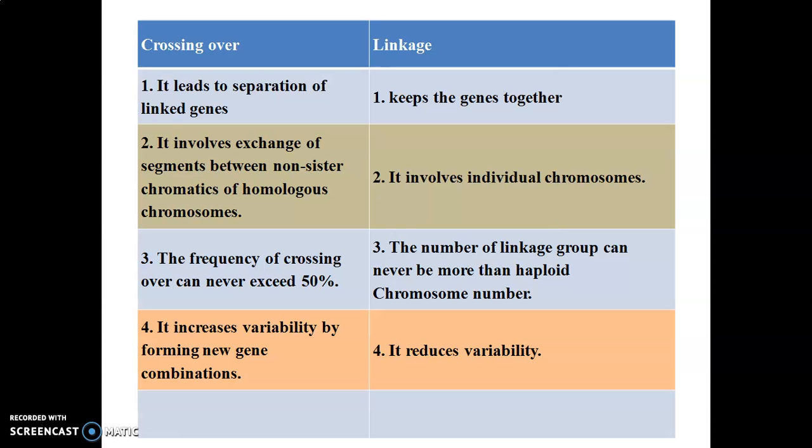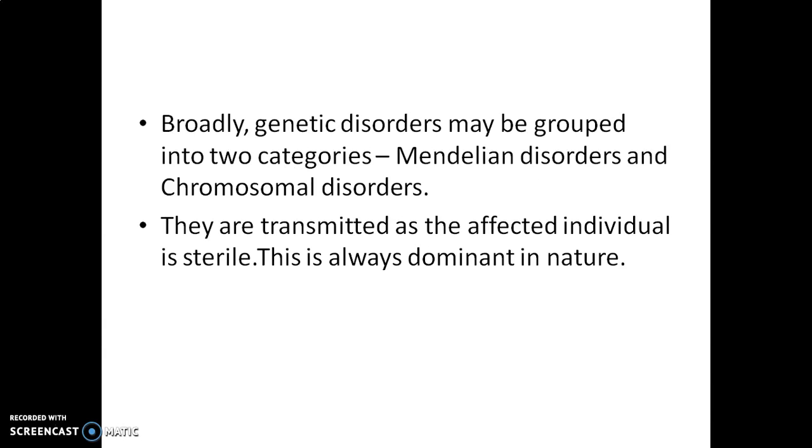So now let's discuss the difference between crossing over and linkage. Crossing over leads to separation of linked genes. It involves exchange of segments between non-sister chromatids of homologous chromosomes. The frequency of crossing over can never exceed 50%. It increases variability by forming new gene combinations. Linkage reduces variability. Now let's discuss the last topic of this lesson, genetic disorders.